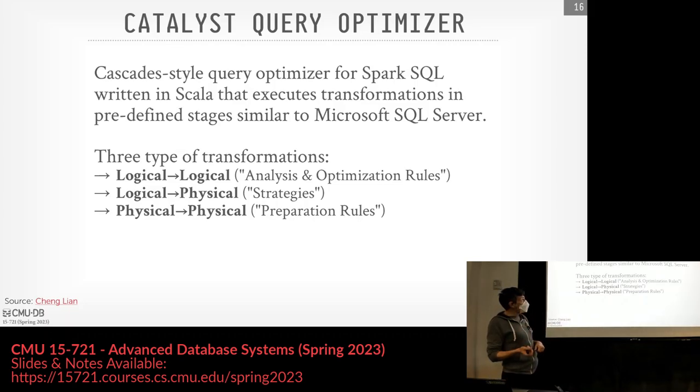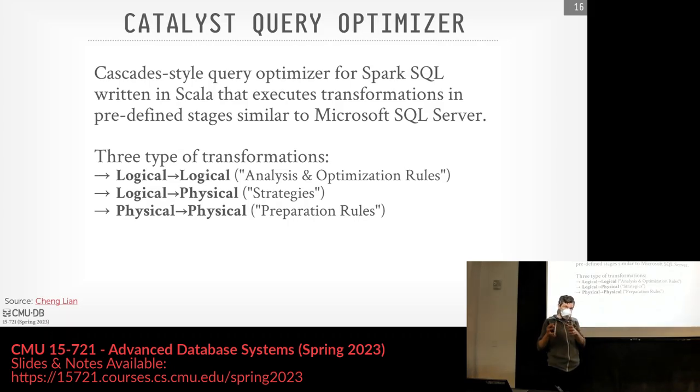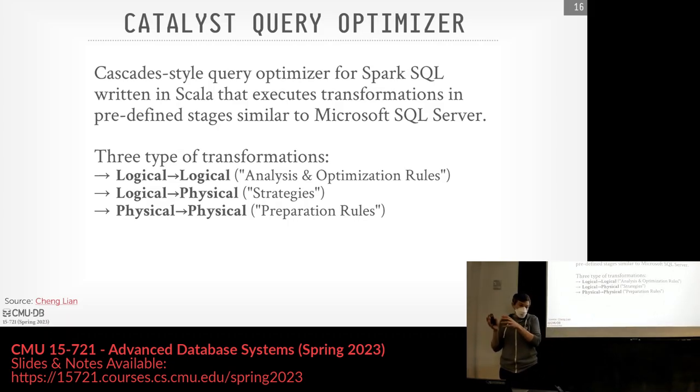Catalyst is a cascade-style query optimizer, written in Scala, of course. It does the transformations in predefined stages, very similar to the SQL Server talk that you watched before. These stages are defined by the software engineers to decide when to apply each one. Because they're not going to rely on a fantastic cost model, or have statistics for random data sitting in a data lake, a lot of the optimizations are going to be heuristic-based, at least enough to get them close enough to a good plan. Then at runtime, they'll be able to adapt a little bit to fix things up.